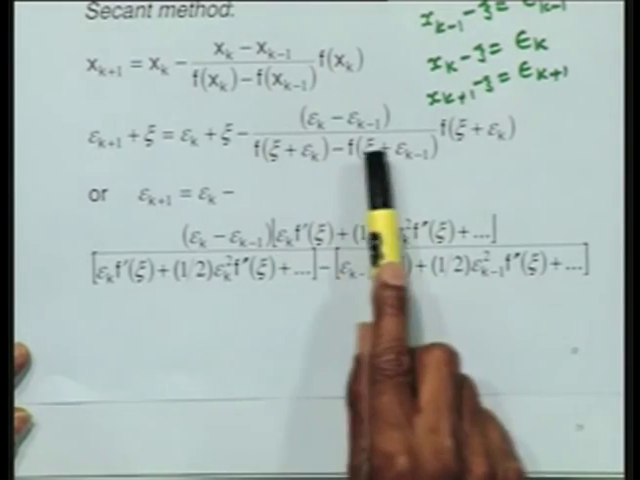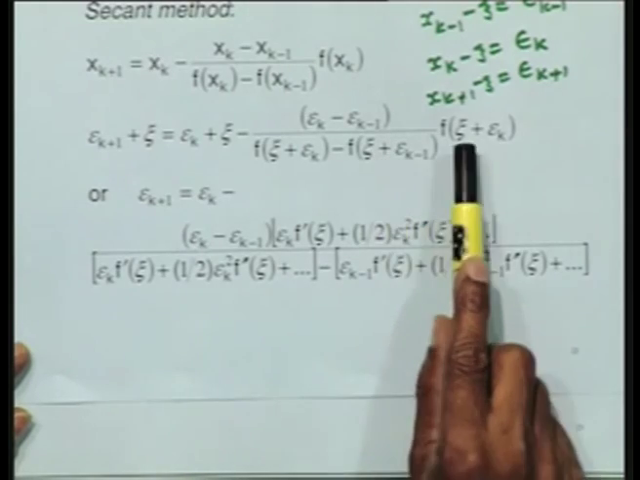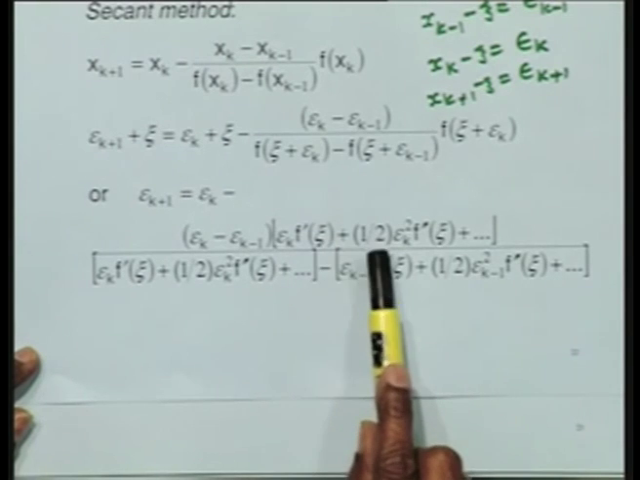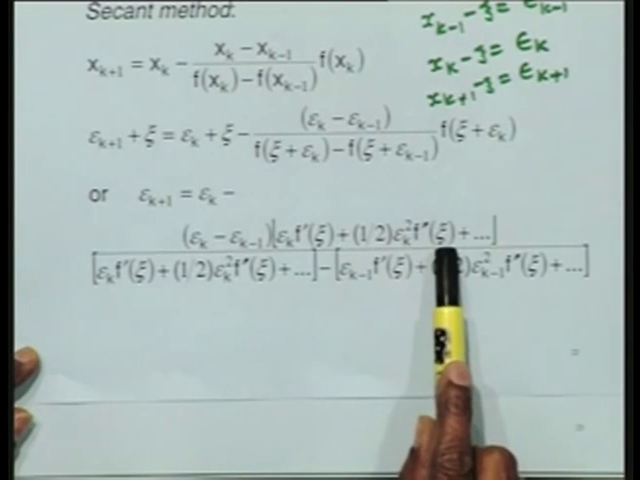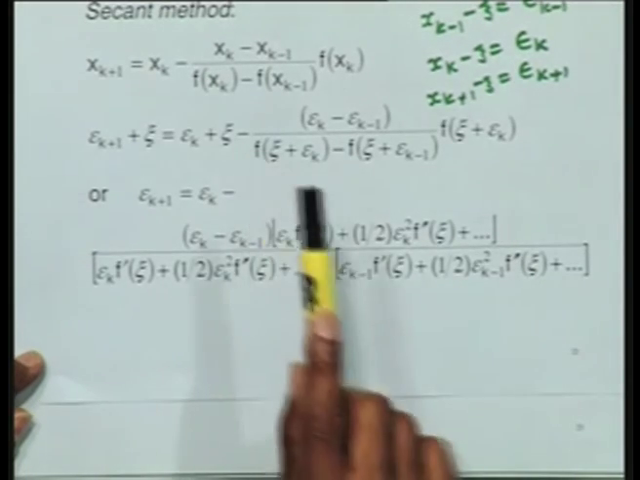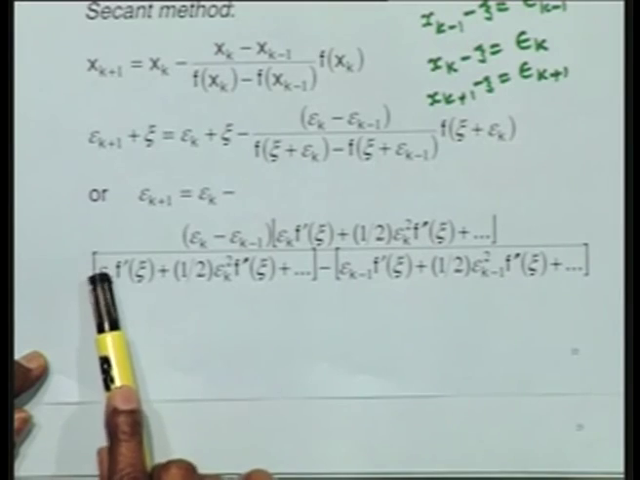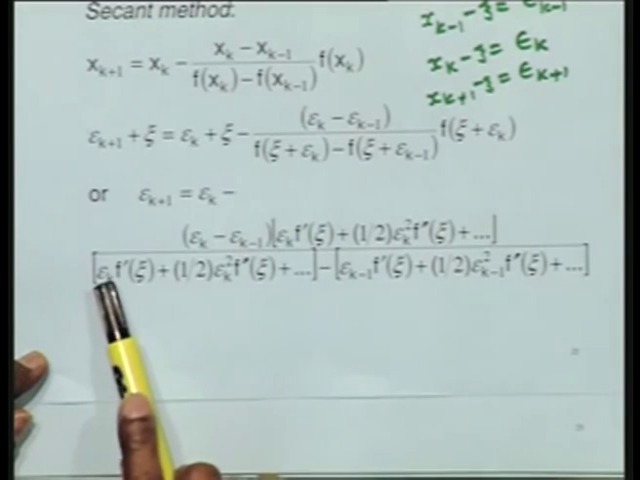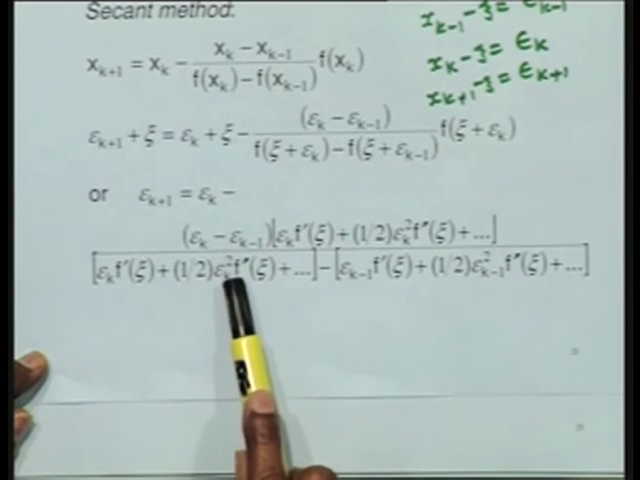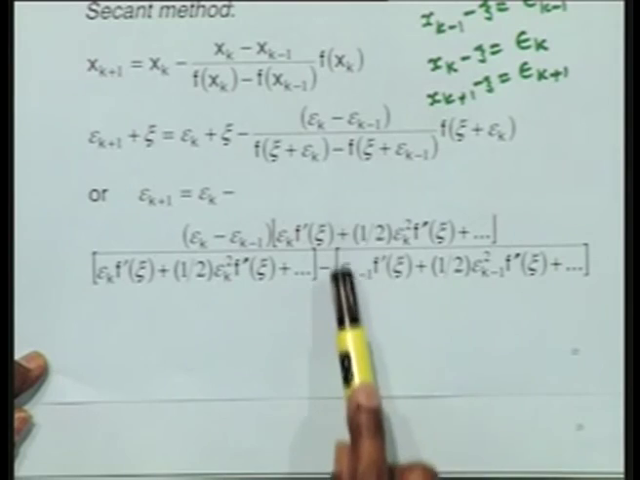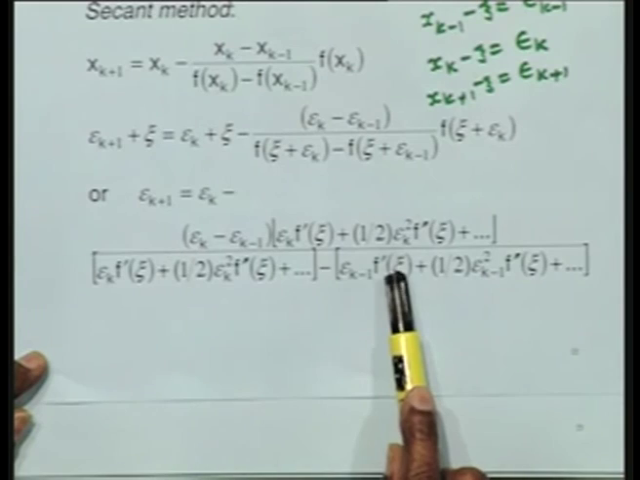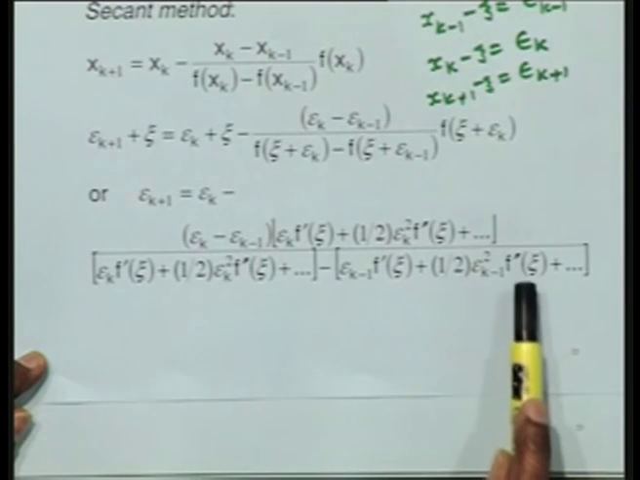Now I open up all these three terms by Taylor series. f of x_i plus epsilon_k f dash x_i plus half epsilon_k square f double dash x_i plus so on. Denominator is again, I have already used f of x_i is 0, so we need not write f of x_i again. So I have taken f of x_i as 0. The next term is epsilon_k f dash x_i plus half epsilon_k square f double dash x_i. Similarly f of x_i is 0, epsilon_{k-1} first derivative at x_i plus half epsilon_{k-1} square f double dash at x_i.